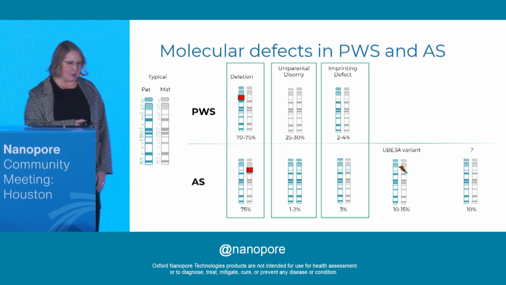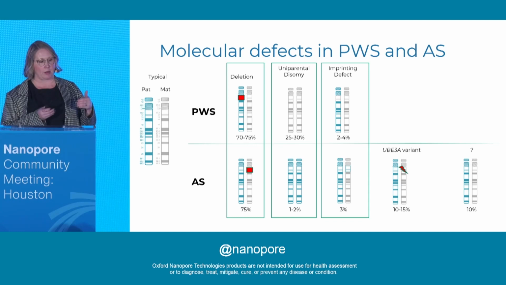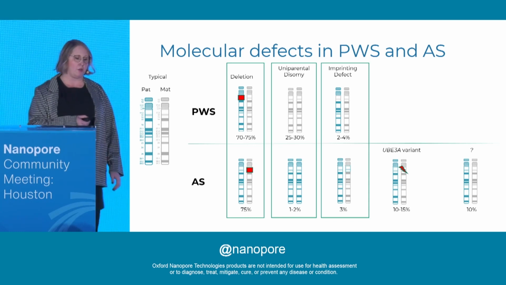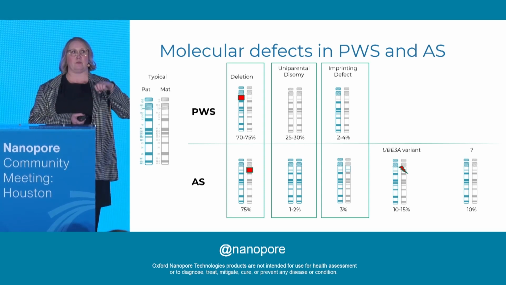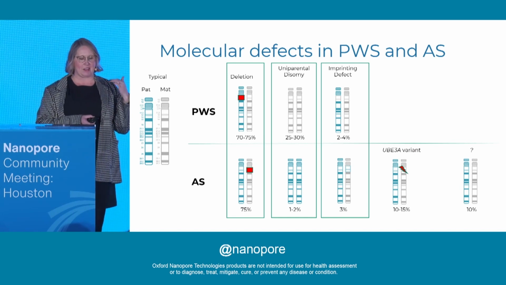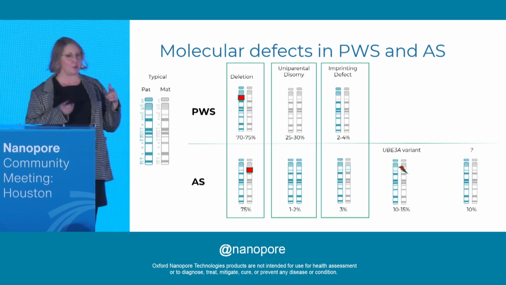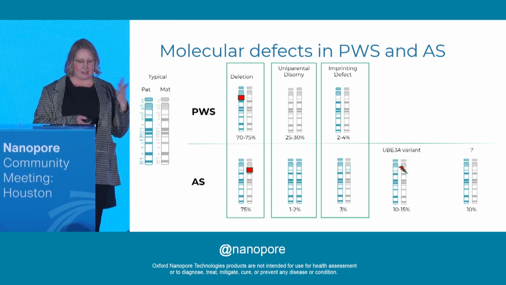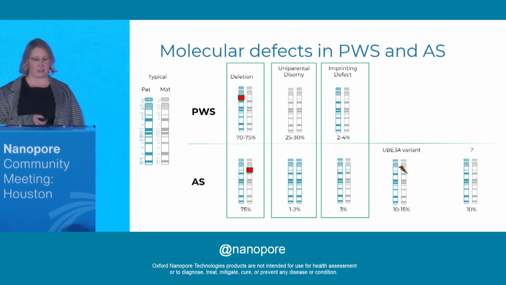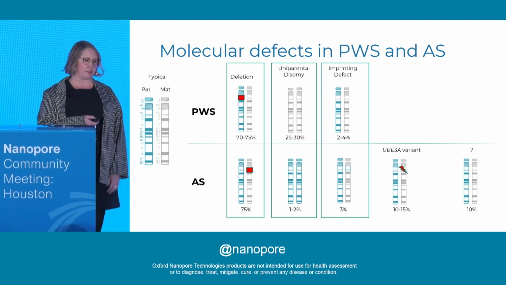The other categories can include imprinting defects. This is the failure to reset or establish that methylation pattern. And then in Angelman syndrome, about 10 to 15% of cases are due to single nucleotide variants or smaller changes within the UBE3A gene itself, specifically the maternal copy of UBE3A, since the paternal copy of UBE3A is not expressed. And then in about 10% of cases, we actually don't know what the molecular defect is in individuals who have a clinical diagnosis of Angelman syndrome.